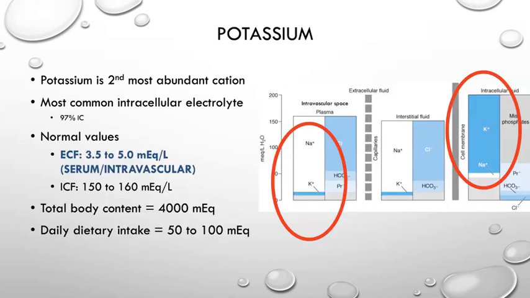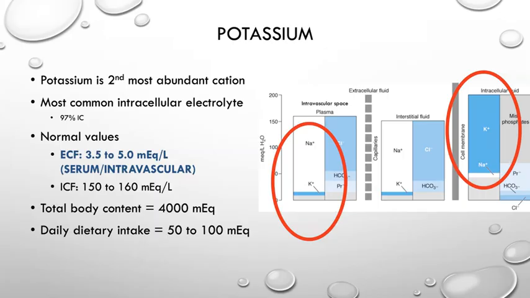Potassium is the most abundant intracellular cation, as you can see here on the diagram. 97% of potassium is inside the cell. Remember, we cannot clinically evaluate intracellular potassium concentration. The concentration that we measure is of the intravascular compartment or serum, which is extracellular.